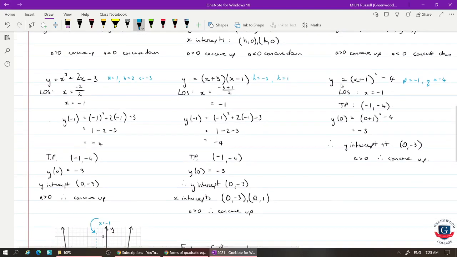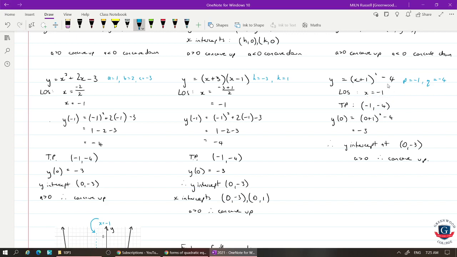So let's have a go. This is probably the easiest one to use. If we're looking for the line of symmetry, it's just the negative of that value there. Well, it's not really. It's solving this equation to equal 0. It's solving this expression to equal 0. Which gives you x equals -1.